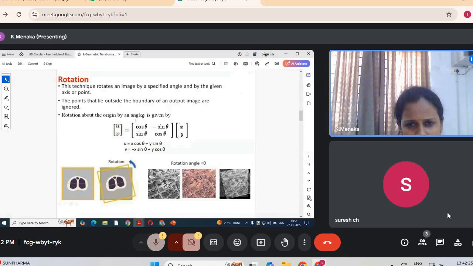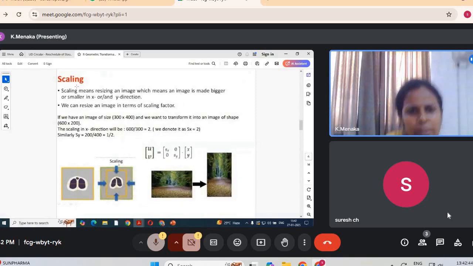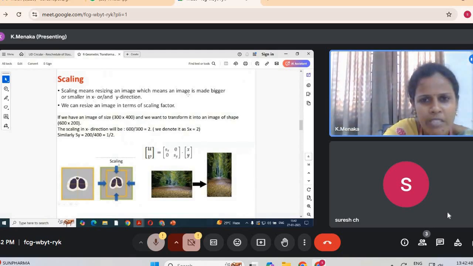x comma y is the original position and original location, and u comma v is the rotated location. So we can extract u comma v from x comma y using this formula. Next is scaling. Scaling is nothing but resizing an image, which means an image is made bigger or smaller in either the x direction or the y direction.